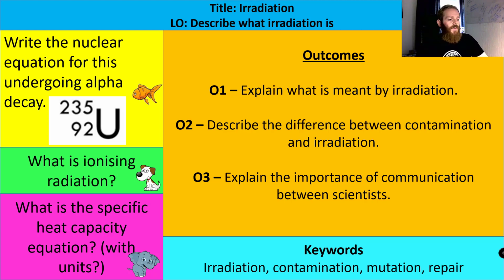What is the specific heat capacity equation with units? I have to think myself here. So the change in energy, measured in joules, is equal to mass, which is measured in kilograms, multiplied by the specific heat capacity, which is measured in joules per kilogram degree C, and then multiplied by the temperature change, which is measured in degree C. So that is the specific heat capacity. Without the units, it is change in energy is equal to mass multiplied by specific heat capacity multiplied by temperature change.